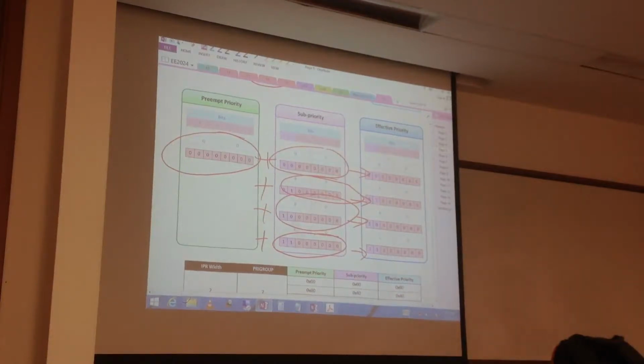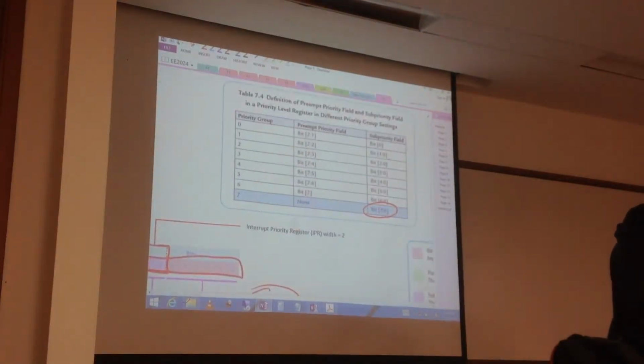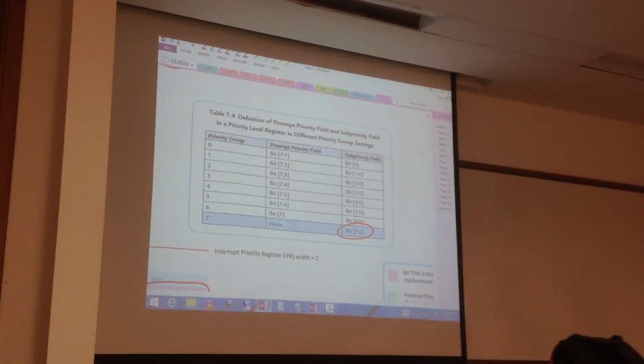Okay? Is it clear for everyone? Quite obvious, right? The priority table, will it always be given? It's easy to memorize, though. I think it will be given, but it's easy to memorize.